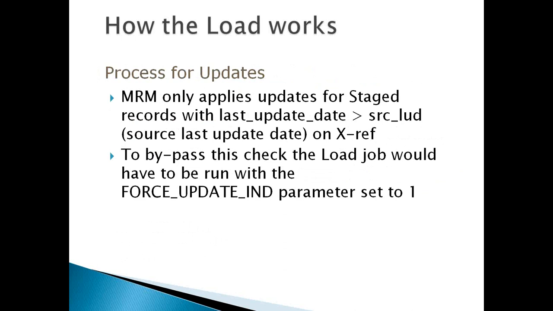We have an option for the case where no action is coming and we still want to process the record. In the batch job, when we run the load job, there is a checkbox for the force update indicator. If we select that indicator, it will process all the records. It will just bypass this check.